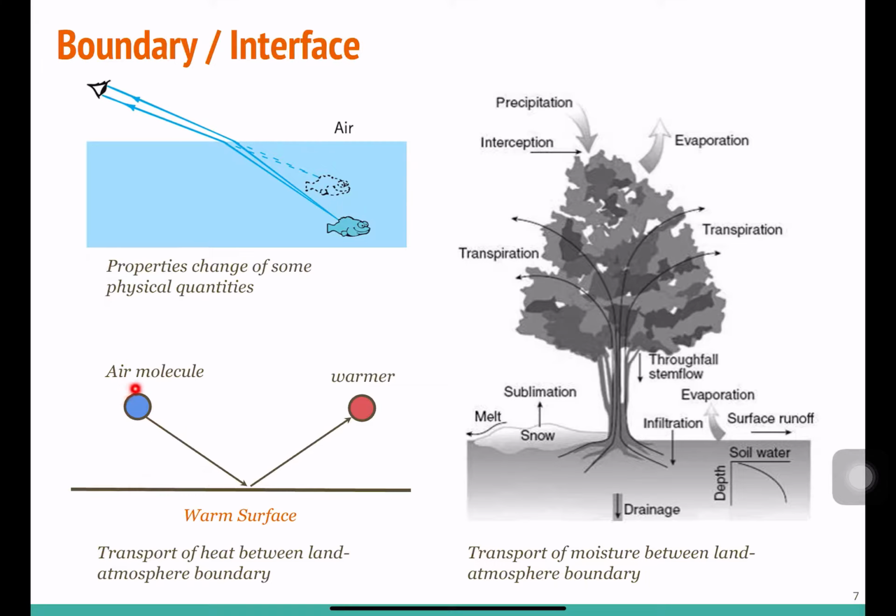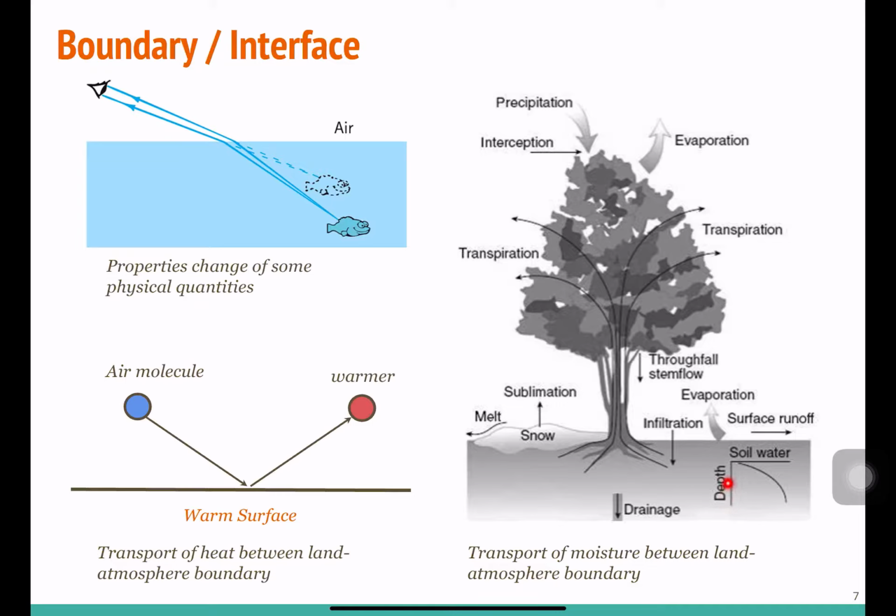You can see that if you have an air molecule bumping on the warm surface, and then when it bounces back, it will gain some energy from this warm surface because this is cooler, right? So there is a transport of heat between the land and the atmosphere. Okay, so there's also matter exchange. By matter, we are mainly talking about the moisture and also air exchange. There is air in the soil.